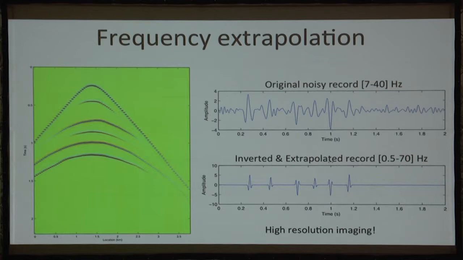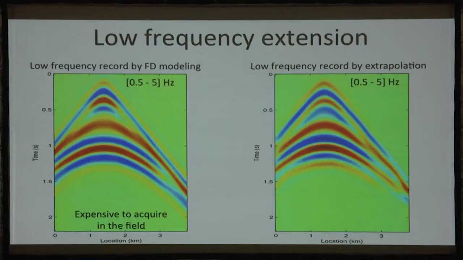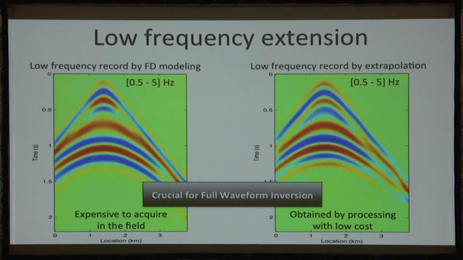We claim this can be used for high-resolution imaging, but what we think is more important is the low-frequency information. The record on the left is the low-frequency record by finite difference modeling, and the record on the right is that by extrapolation. We all know it's very expensive to acquire these data in the field, but we can obtain it by data processing at relatively low cost. These low frequencies are very important for full waveform inversion. But what you also observe just by visually comparing these two is that they are not exactly the same.